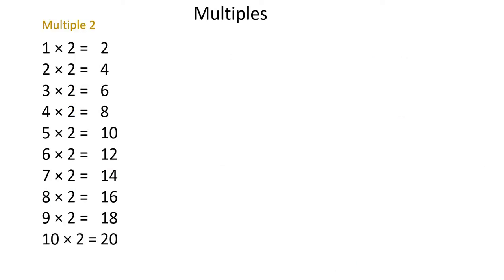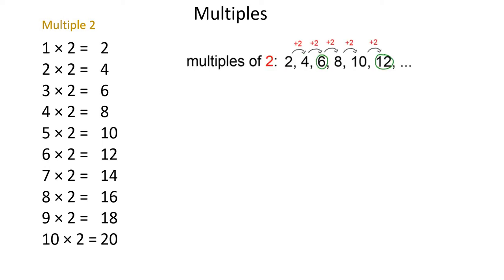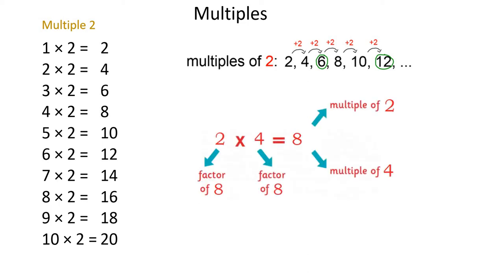Now take a quick look and remember that multiples of 2 are all the answers when skip counting by 2. When you multiply the number 2 with another number, which is 1 times 2, 2 times 2, 3 times 2, and all the answers for them, 6 times 2 is 12, 7 times 2 is 14, 8 times 2 is 16, 9 times 2 is 18, and 10 times 2 equals 20. Remember that the multiples of 2 come from skip counting by 2, adding 2 each time.